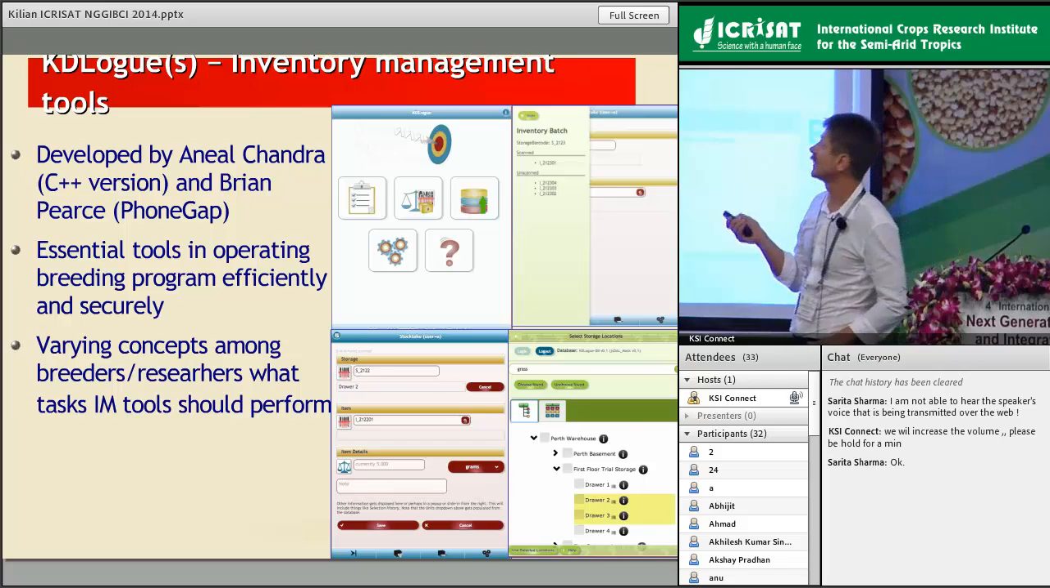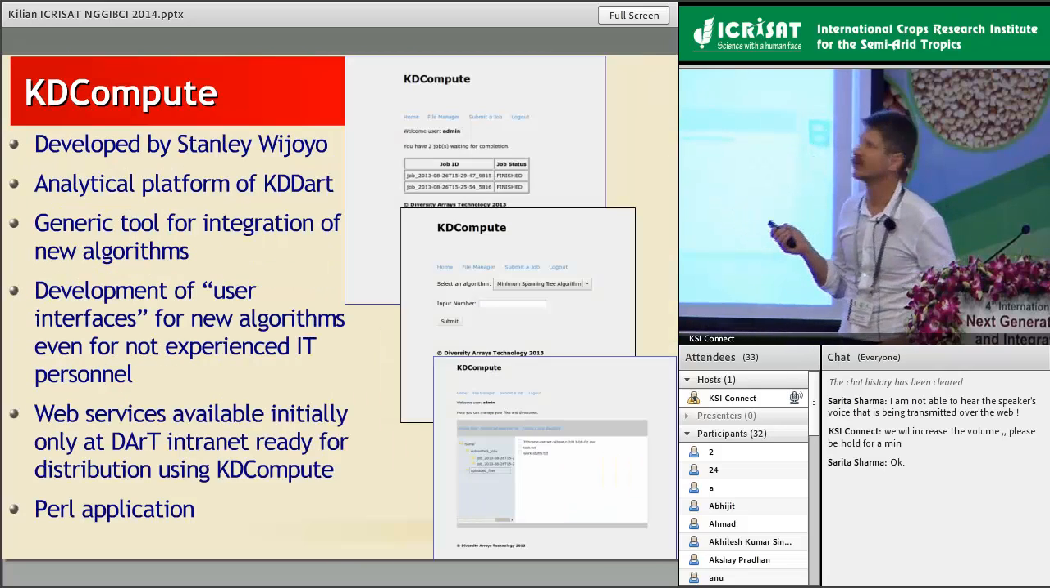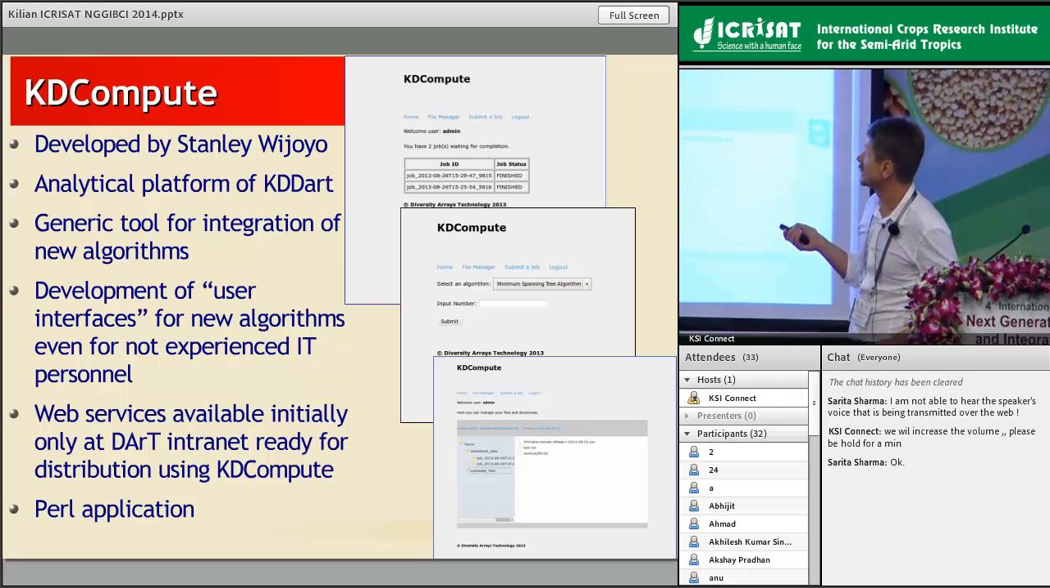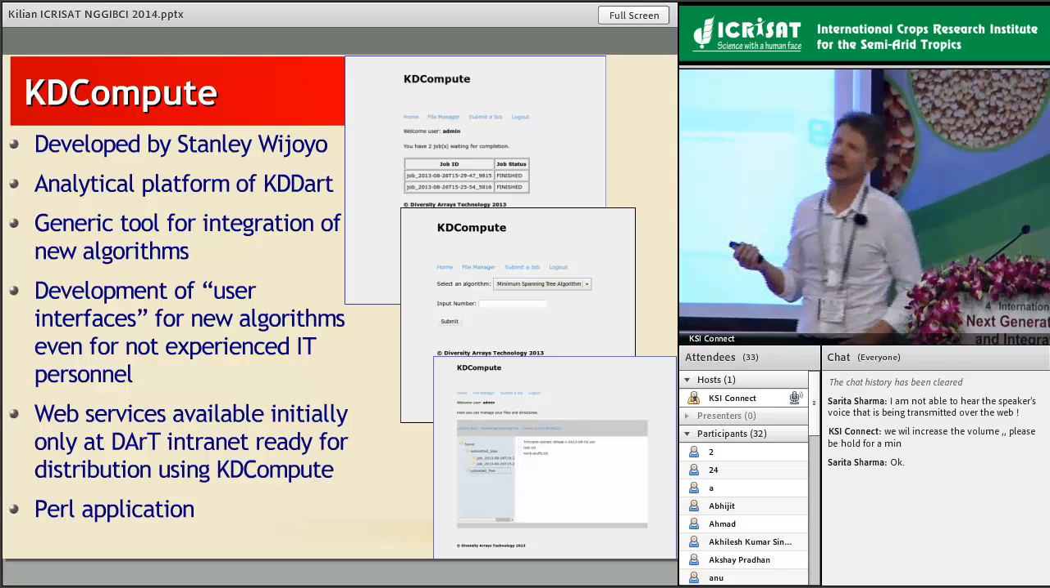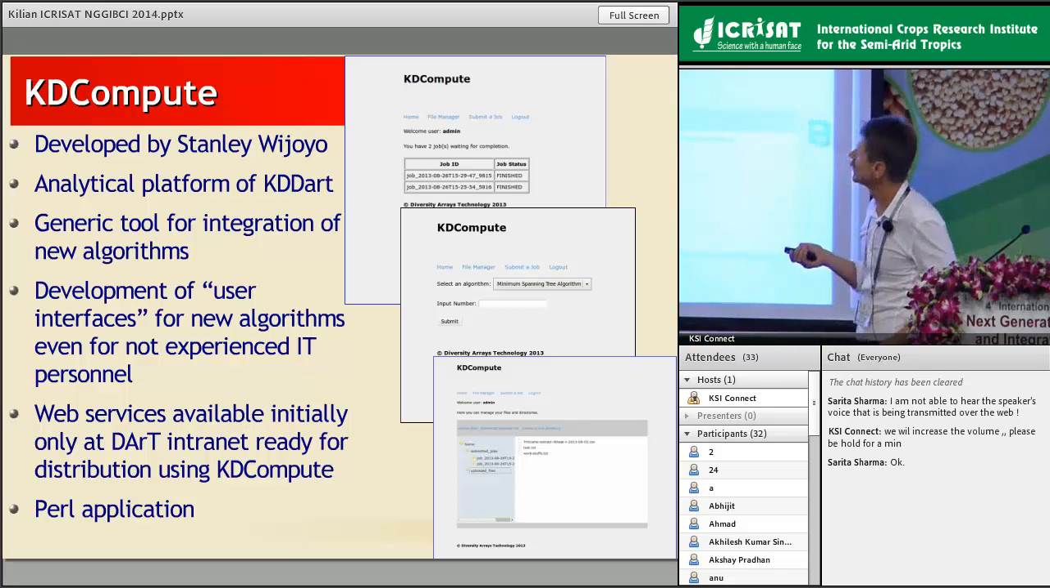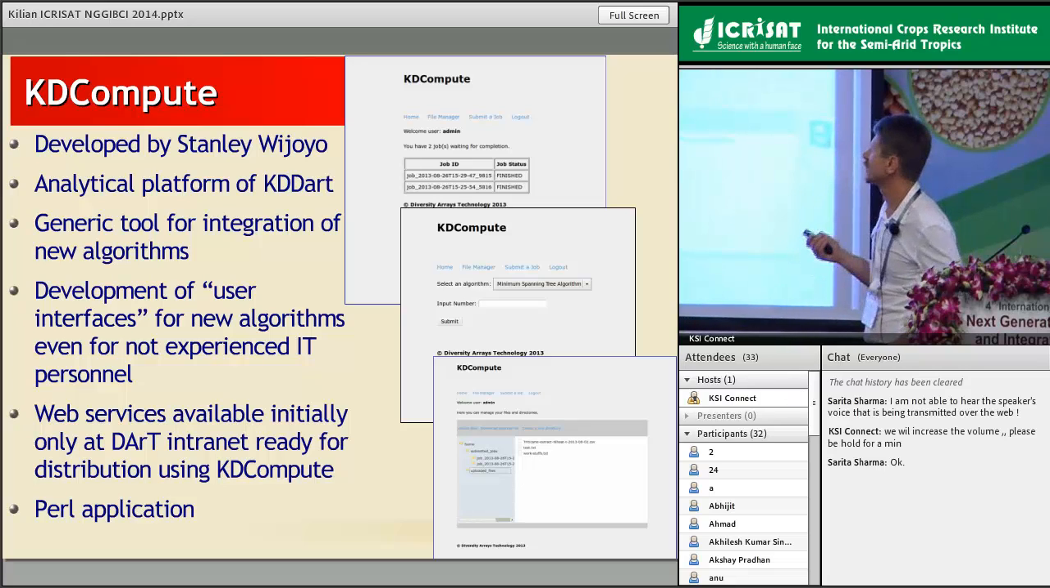Some of the screenshots of the PhoneGap version are on the right. 3D Compute is a very important user interface for us because that's an analytical platform for all KDDart systems. It's generally a tool for integrating any algorithm, even with limited technical expertise in IT. People can develop their own user interface for running their pet algorithm.